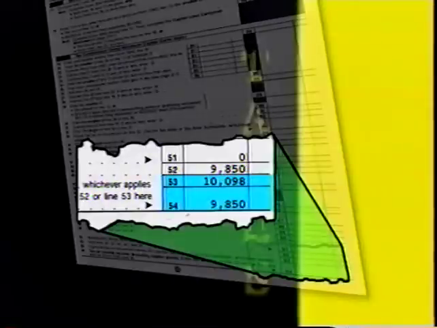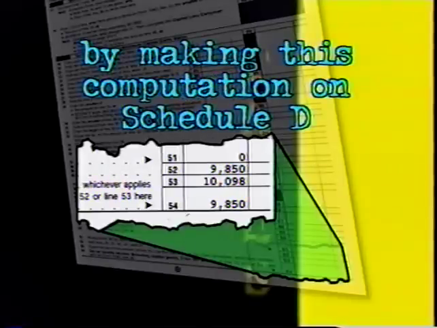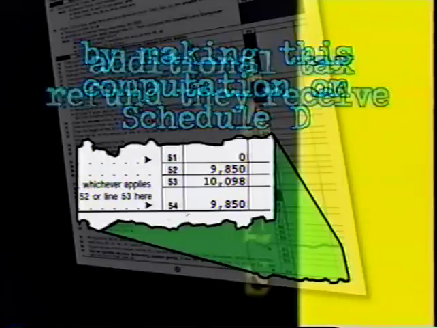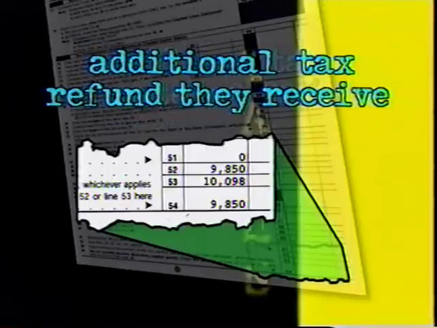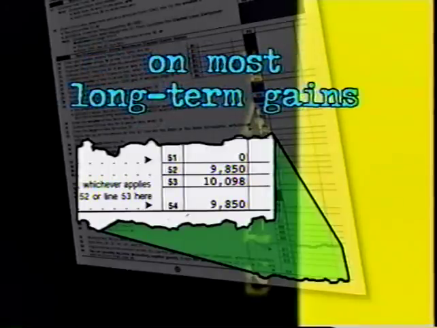A note about lines 53 and 54. The difference between line 53 and 54, which is $248, is what the Hendersons save by making this computation on Schedule D. That is, it's the additional tax refund they receive because of the maximum tax rate of 20% on most long-term gains. The rest of the form is just multiplying, subtracting, and comparing lines.